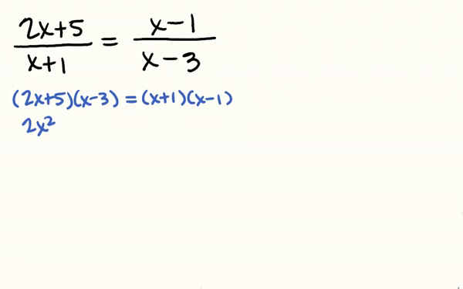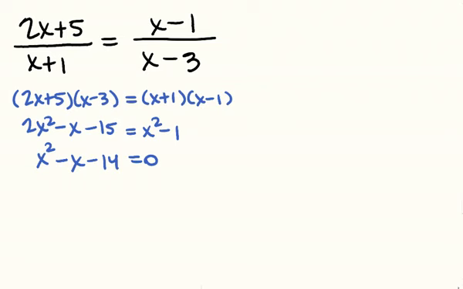I've got 2x squared. I've got negative 6x and positive 5x is negative 1x equal to x squared minus 1, right? Because it'll be x squared plus x minus 1. Now I'm going to set this thing equal to 0 so that I can solve it. And I've got x squared minus x. I'm going to add 1 back as negative 14 is equal to 0.